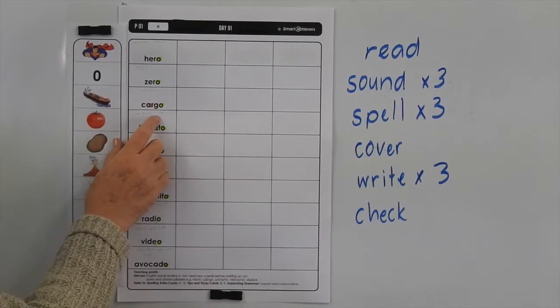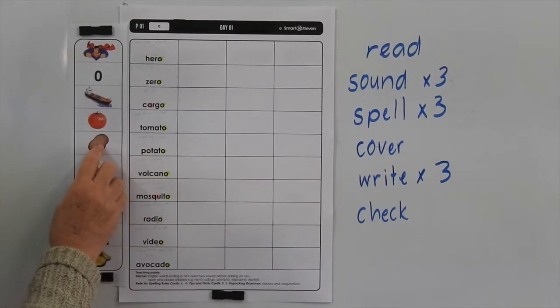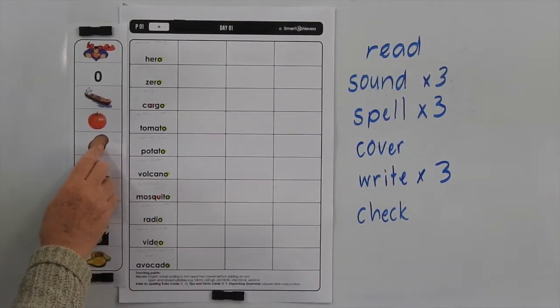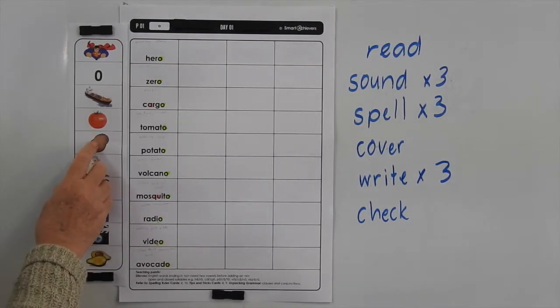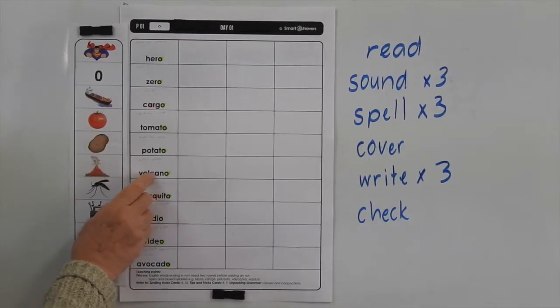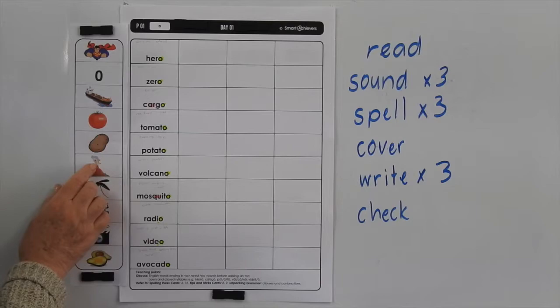Tomato is a red fruit that we commonly use in salads. A potato is a tuber vegetable that we may have with a roast dinner, or the more common thing is we make potato chips from them. Volcano is a mountain with a crater on the top of it, which over time may erupt.